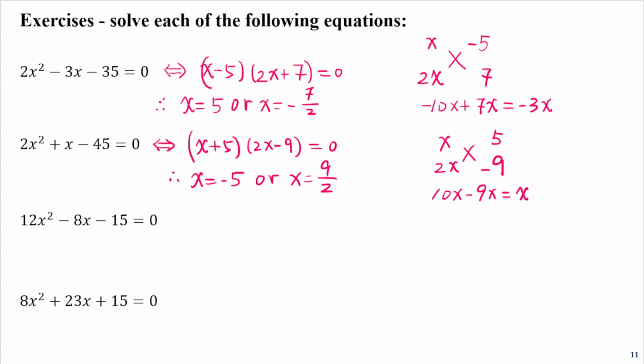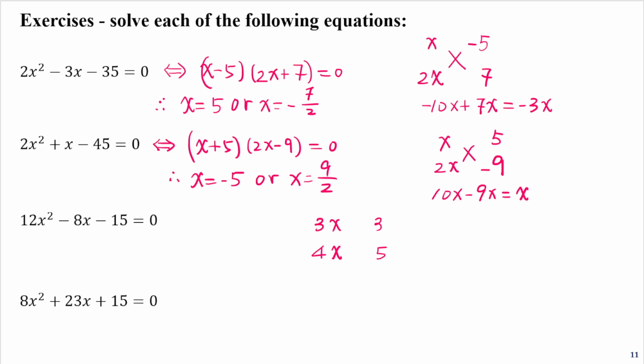Okay, the third one seems a little tricky. First of all, there is no GCF for 12, 8, and 15, right? So probably you'll need to do a lot of trial and error because there are a lot of combinations for 12 and negative 15. But remember, you need negative 8 in the middle, right? So first of all, we can try using, how about 3x by 4x? This will give us 12x squared for the first term. Then, well, let's just try 3 by 5.